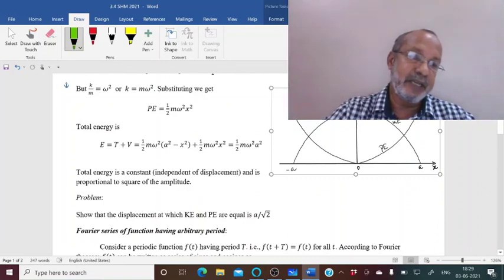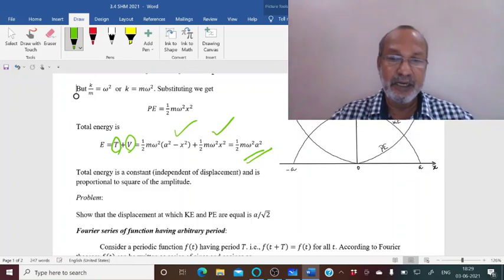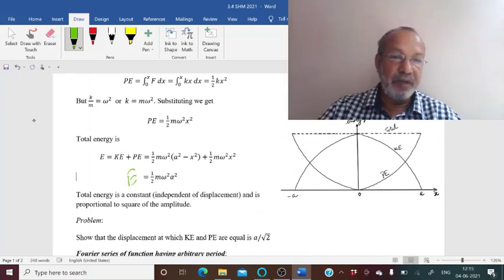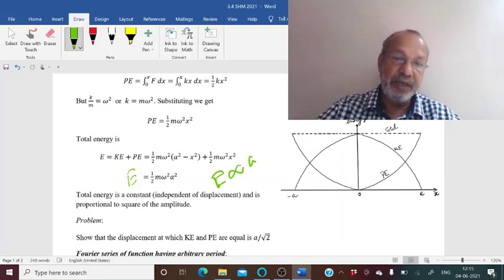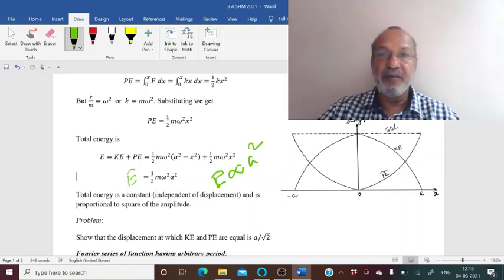So we may add the kinetic energy and potential energy, then you will get the total energy. So if you substitute the expressions, we will get the total energy is a constant. It is independent of the displacement x. You can also see that this total energy is half m omega square a square. Here a is the amplitude, so we get the result is proportional to a square. That is, the energy of the oscillator is proportional to the square of the amplitude. We will use this result later when we study the waves.